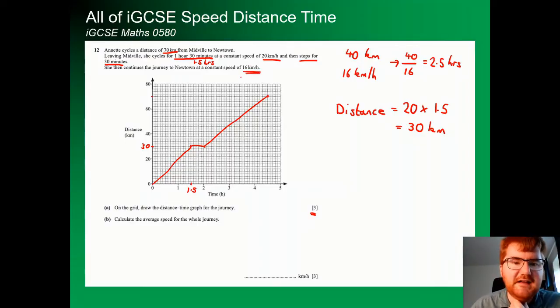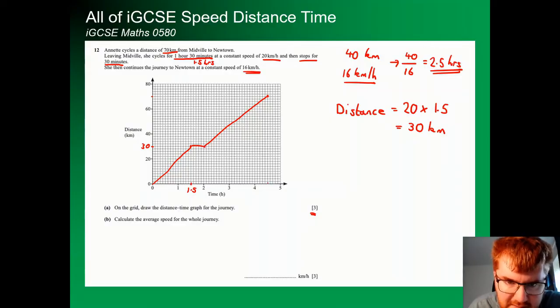So what I've done here is she has 40 kilometers remaining, because we have 30 kilometers here and you've got 70 kilometers, and she's traveling at 16 kilometers per hour. So to work out the amount of time passing here, you do distance divided by speed. That gives you 2.5 hours. So now I know that my next point is going to be 2.5 hours more than 2, which is 4.5.